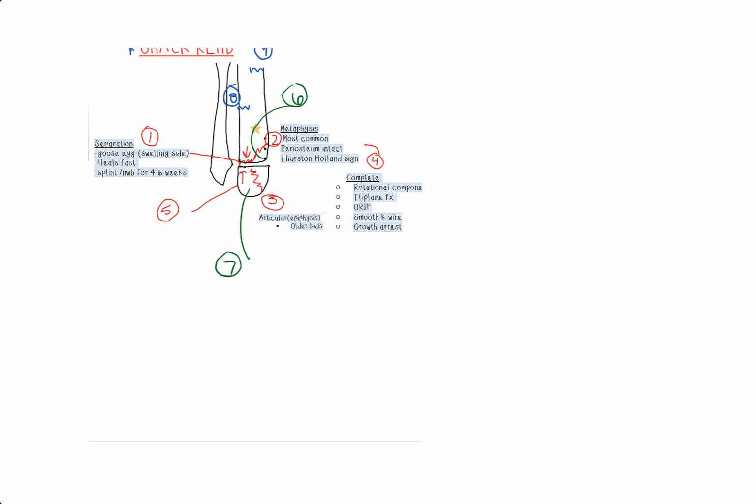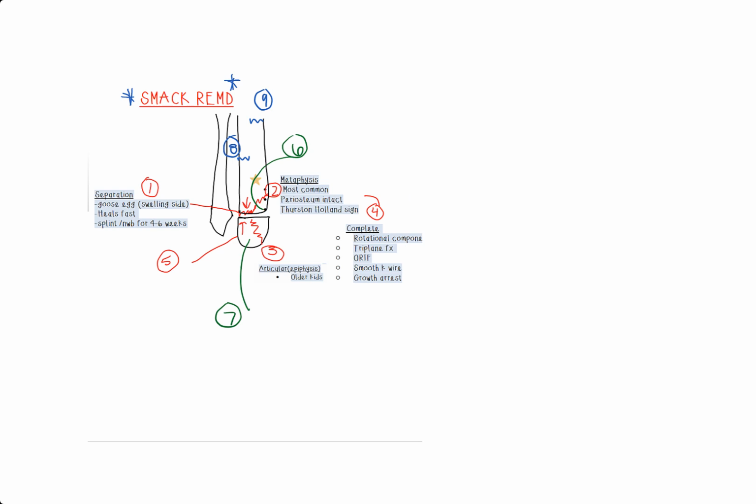Then we have C, or number 4, is a C in SMAC, complete. So this is a combination of 2 and 3. It does have a rotational component. Do not forget that. It's triplanar. They love that question. You're going to fix it, so you're going to have to use a smooth K-wire. So this way, if you don't put any threads and a screw in there, you won't cause any growth arrest. So make sure you do not forget that number 4.